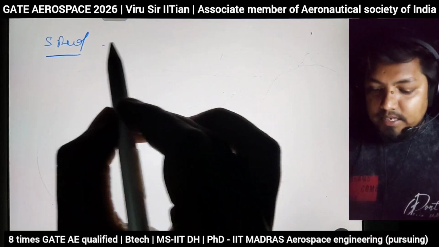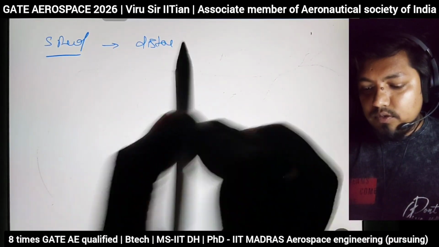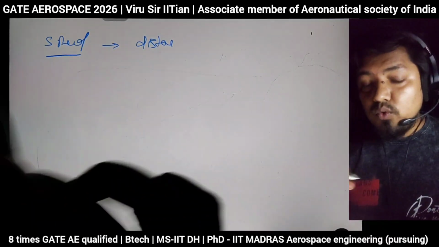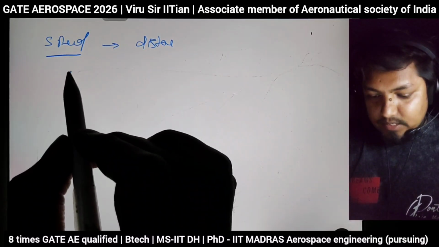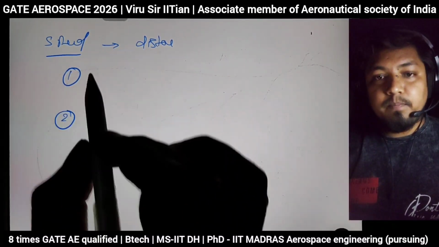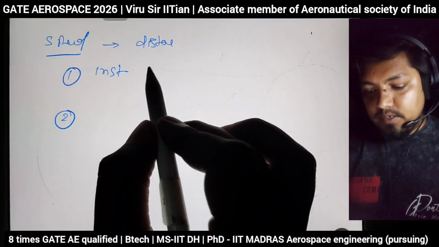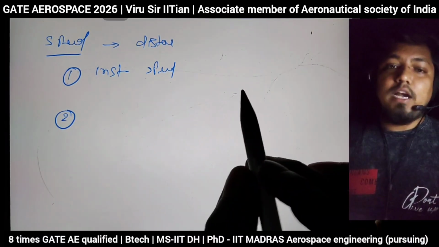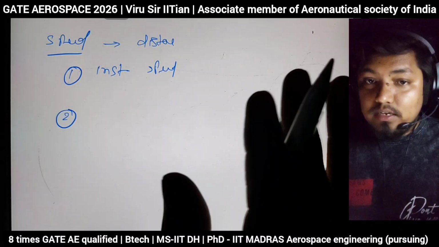Speed is related to distance. You can have two types of speed. One is instantaneous speed. Instantaneous speed means right now your aircraft is flying at which speed.